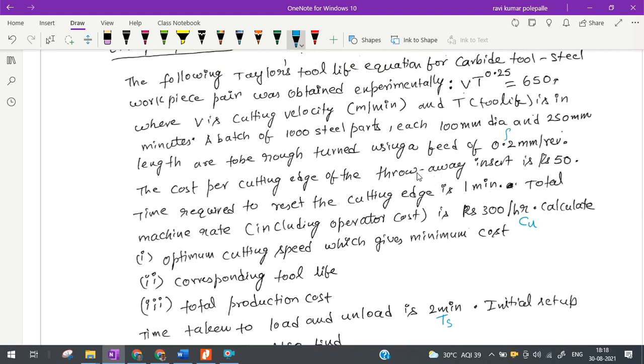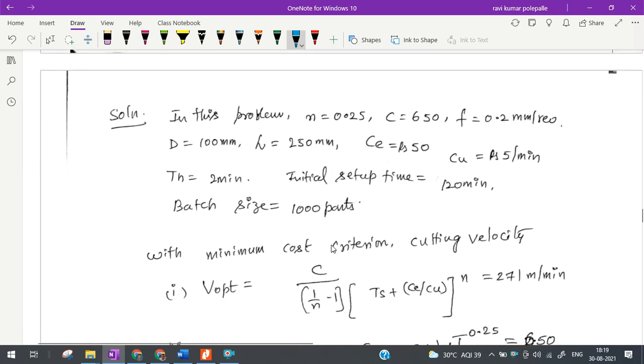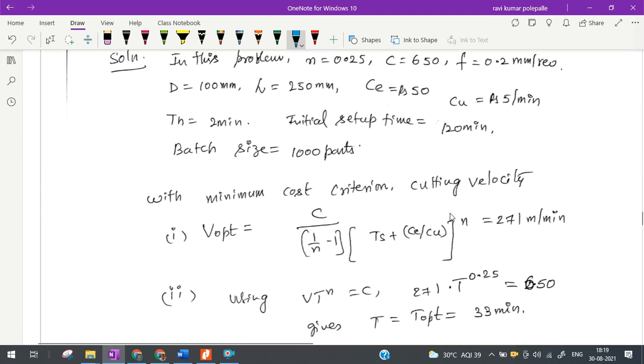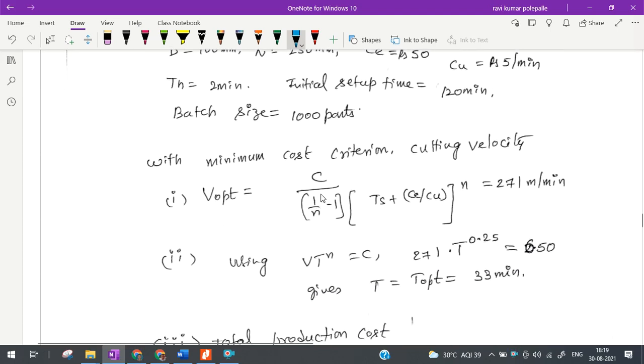So feed F, diameter D, cost per cutting edge, so this is CE. Time to reset the tool. Sorry, this is going to be TH, not TS. Okay, so if we carry out the exercise, we get the optimum velocity as C by [1/n minus 1 times (Ts plus Ce/Cu)] to the power of n.